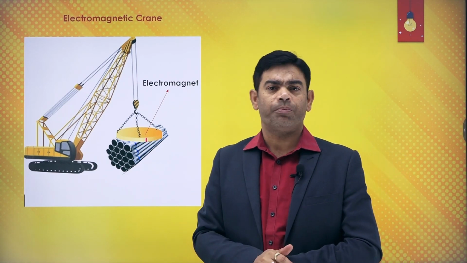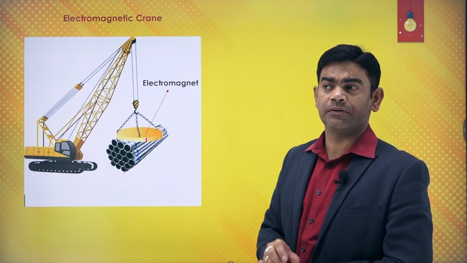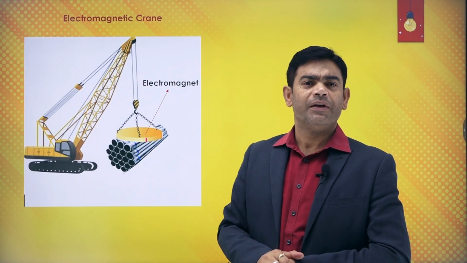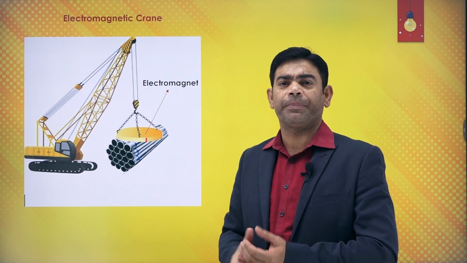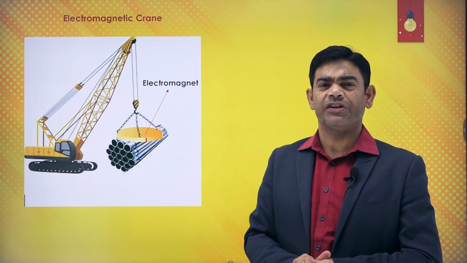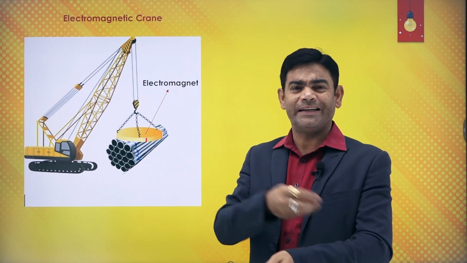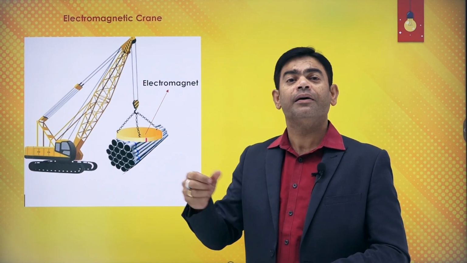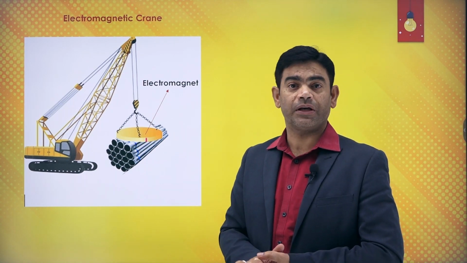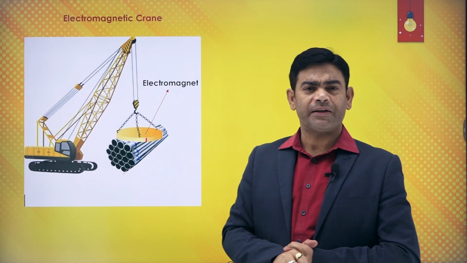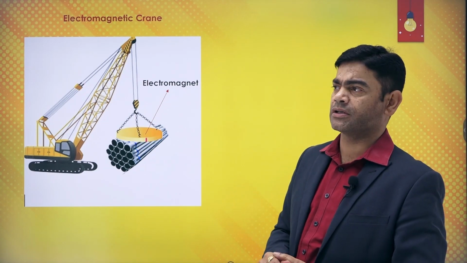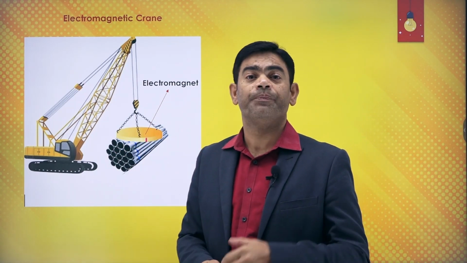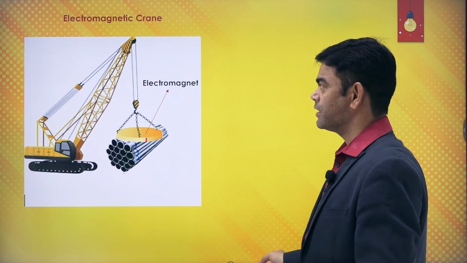Other than this, electromagnets are nowadays used in medical science also. Sometimes some accidental injury happens, due to which small bits of iron particles enter the body, which are removed by electromagnets. We use it over there also. And electromagnets are used in toys. I told you, loudspeaker, microphone, they use electromagnets.